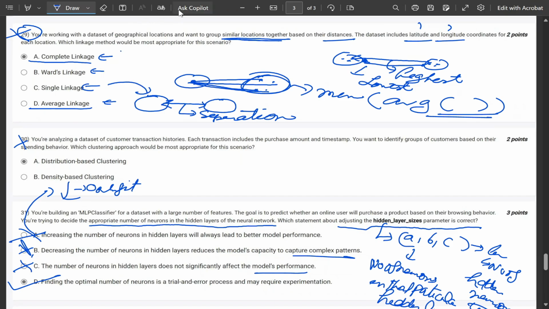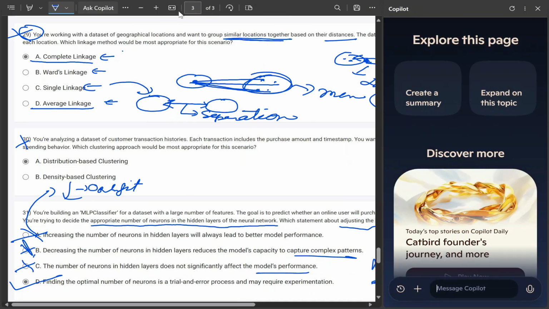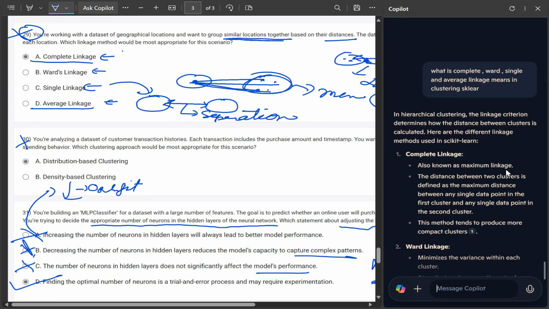Now let's look at what complete, Ward, single, and average linkage are. Let me just write the simple thing. What do complete, Ward, single, and average linkage mean in clustering? Okay. Complete linkage, also known as maximum linkage, is where the distance between two clusters is defined as the maximum distance between any single data point in the first cluster and any single data point in the second cluster. The method tends to produce more compact clusters. Okay, so this was what I was also saying.